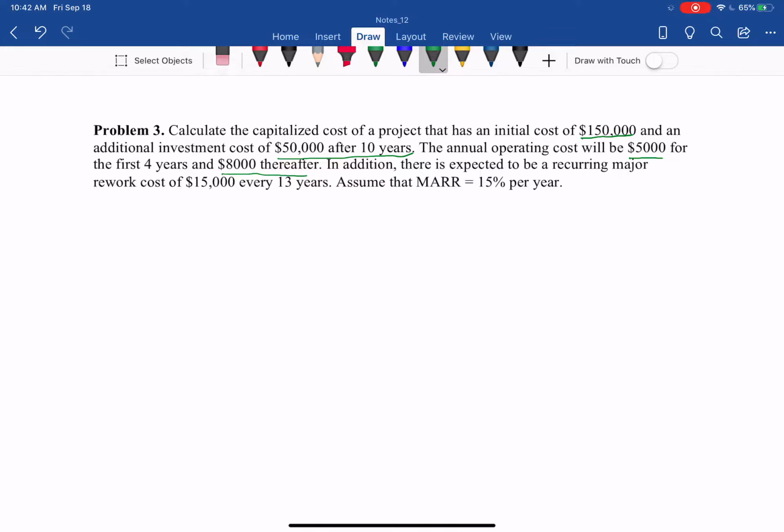In addition, there is expected to be a recurring major rework cost of 15,000 every 13 years, and assume MARR is 15%. How can we solve this problem? And this is capitalized cost, so it means we assume it lasts forever.